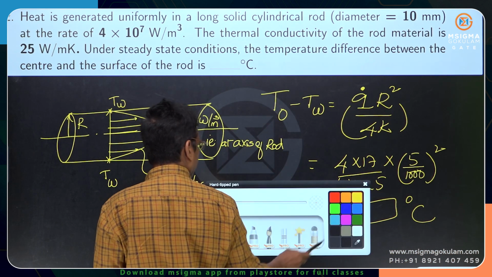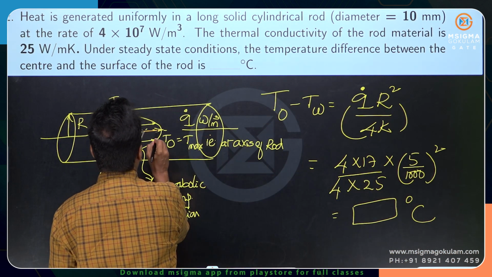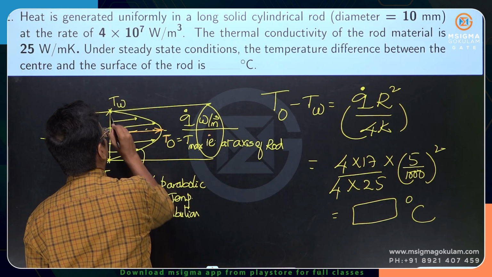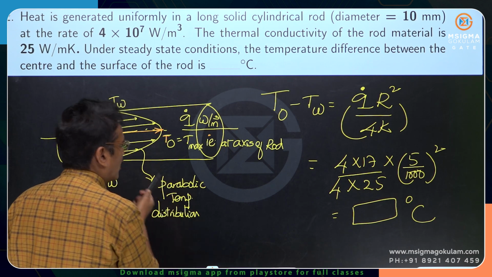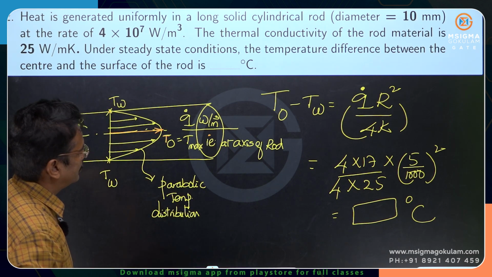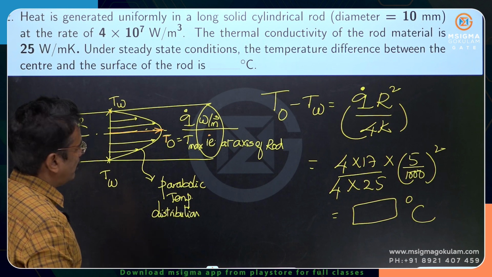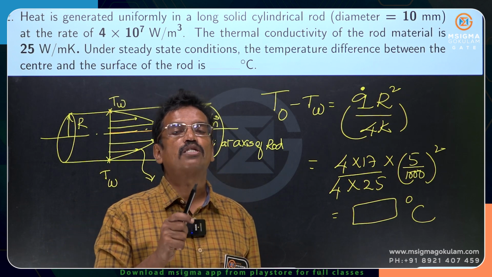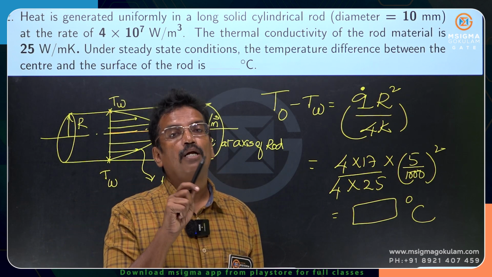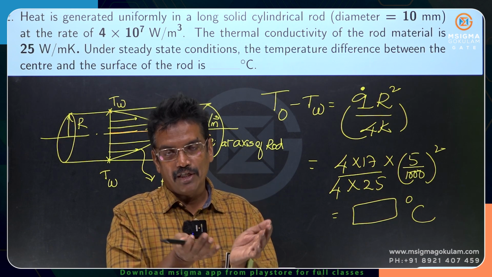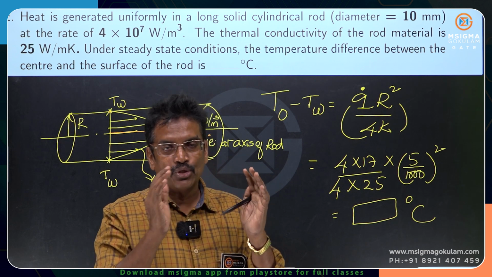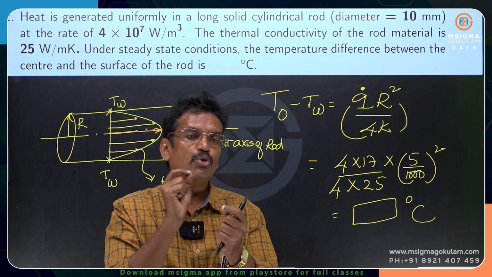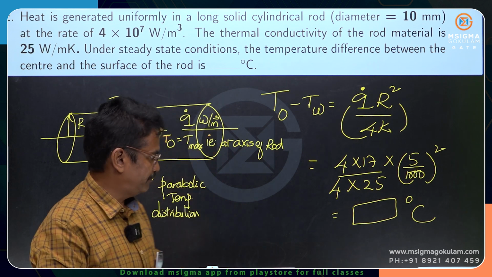T naught is the axis temperature, that is, at the axis of the rod. Maximum temperature at the axis, minimum temperature at the surface of the rod. This is also a recently asked GATE question. If it is a sphere, T naught minus TW will be Q dot R square by 6K. If there is uniform heat generation inside a spherical body, the temperature difference between the center and the surface will be Q dot R square by 6K.